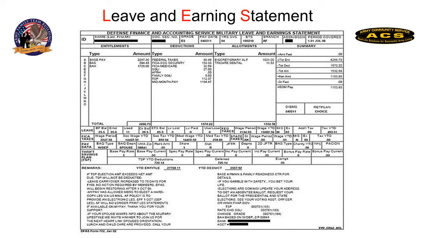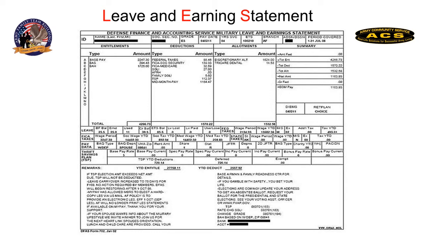Today I want to talk to you a little bit about the LES, or the Leave and Earnings Statement. I get a lot of questions from spouses and even soldiers about some of the boxes on the Leave and Earnings Statement. Today I want to talk specifically about the entitlements box, the deductions box, and the allotments box. Of course, I invite you to come into ACS and take the Army Military Spouses 101 class, where I'll cover the LES much more in depth. But today, let's just focus on these three columns here.